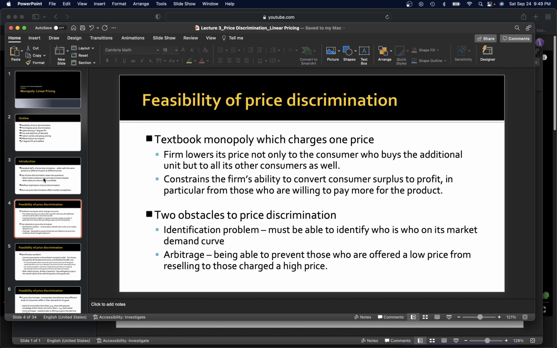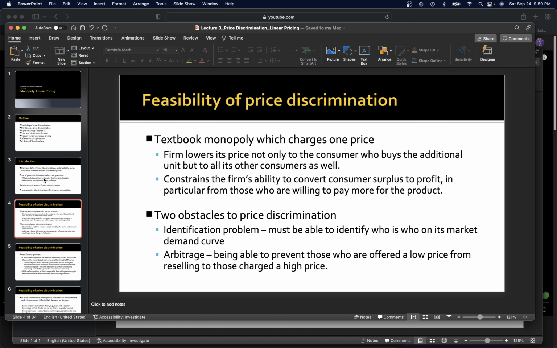So there are two obstacles to price discrimination: the ability to offer different prices, again based on the consumer characteristics. Okay. First is identification. You must be able to identify who is who on the market demand curve. So you have to be able to identify the high value types and the low demand types, and you have to be able to do it without getting too much information, because that would be very difficult and very costly. So identification should be a feasible thing and should even be possible.